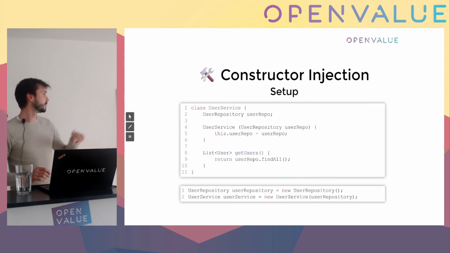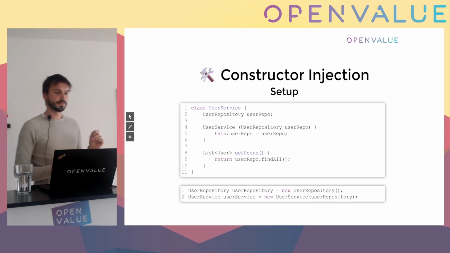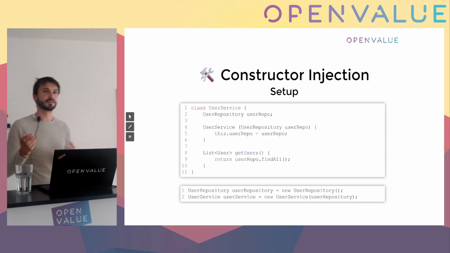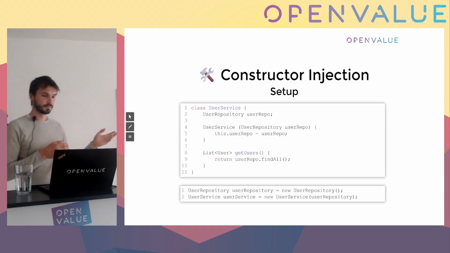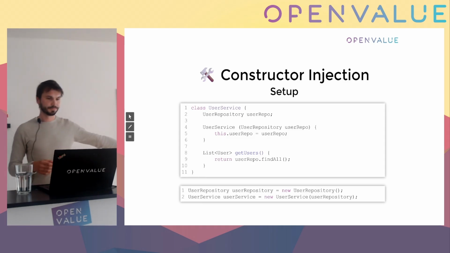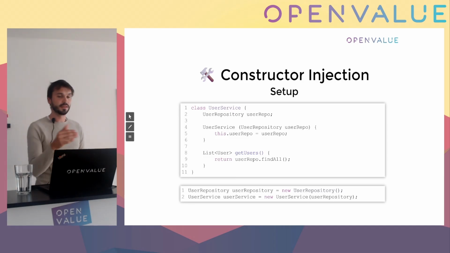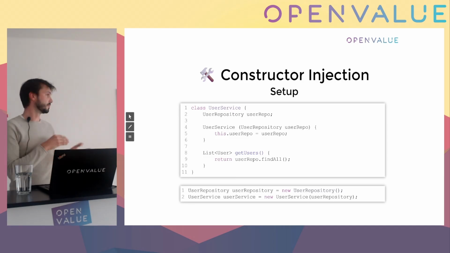In the first example, we have already seen constructor injection. We insert a dependency through the constructor and save it in a field to use it later. To set it up, like in the bottom box over there, we have to create the dependency first, and then inject it into the client through the constructor.